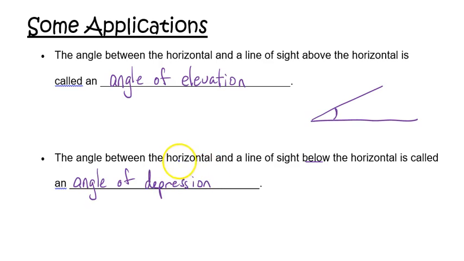And so again, you have a horizontal, which will be flat, but a line of sight below means you're looking down at something. So what I would like for you to keep in mind is that an angle of elevation should be flat or horizontal on the bottom, and an angle of depression should be flat or horizontal on the top. And that's going to keep your drawings labeled the right way. And we're going to do some examples, so I'll help you label those.